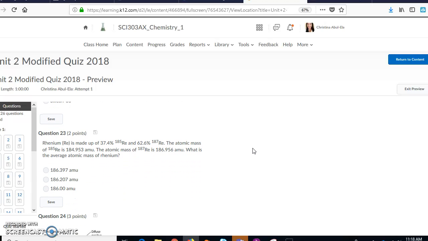Question 23. Rhenium, Re, is made up of 37.4% of Re-185 and 62.6% of Re-187. The atomic mass of Re-185 is 184.953 AMU. The atomic mass of Re-187 is 186.956 AMU. What is the average atomic mass of rhenium? Is it 186.397, 186.207, or 186.00?